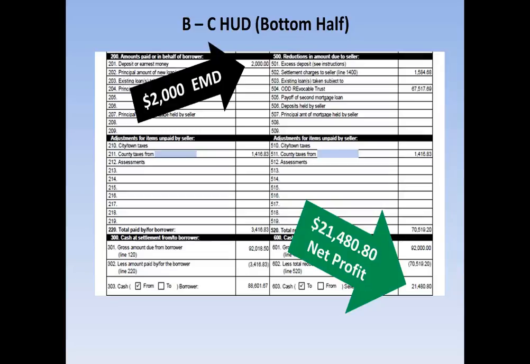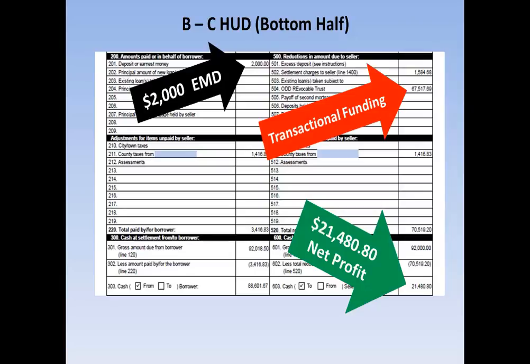Now the end buyer was required to put up a $2,000 earnest money deposit. In case end buyer didn't close, he'd lose his $2,000 earnest money deposit, and the student investor who appeared to put up no money would have lost a $1,000 escrow deposit because he had that on hand with a closing agent. There's the transactional funding that coincidentally I put up, $67,517.69. No money in the deal for the student.